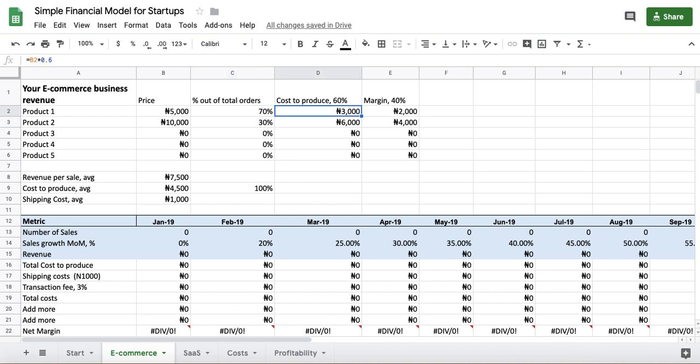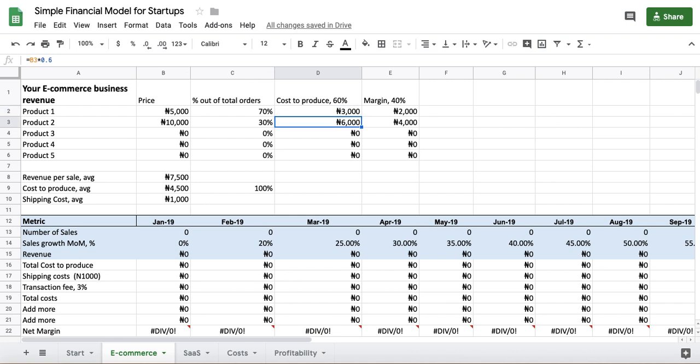The cost to produce, we've put it at 60%, which is average. Basically, if you're a manufacturer, how much does it cost you to produce all these things, including your ingredients, the time you spend? This is how much it costs you to produce, right? So we put it at 60%. So for 5,000 naira, that's 3,000. And these will automatically populate.